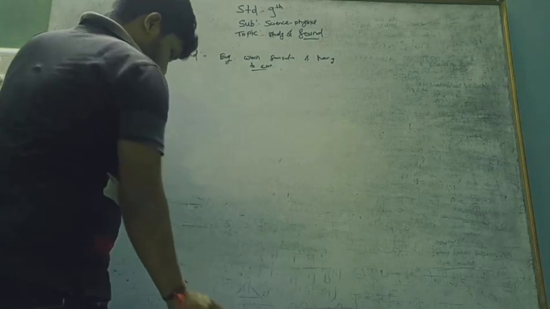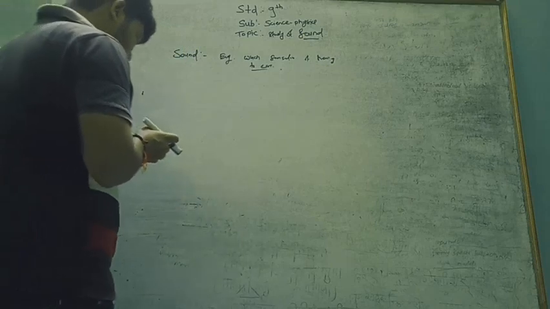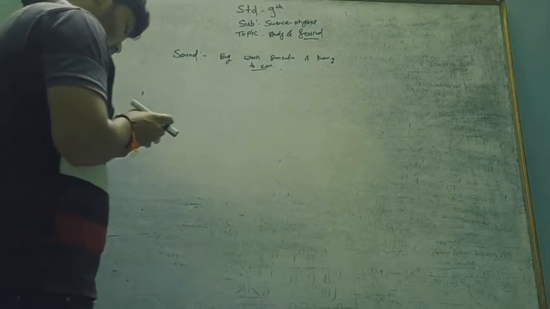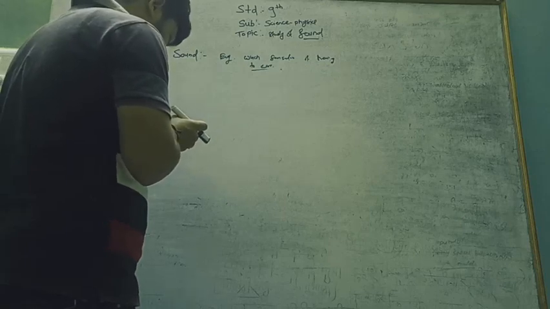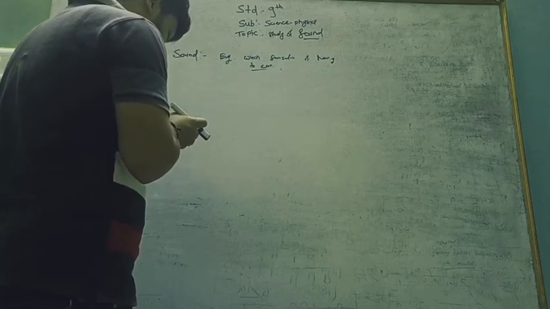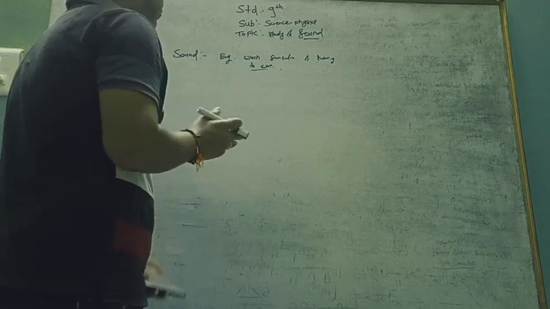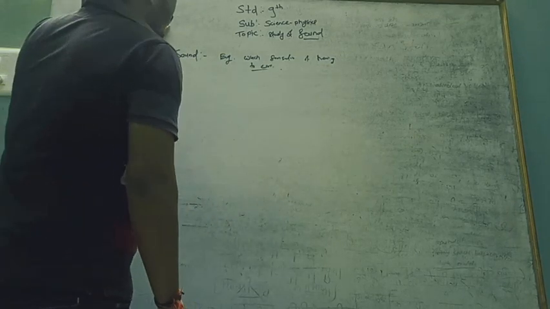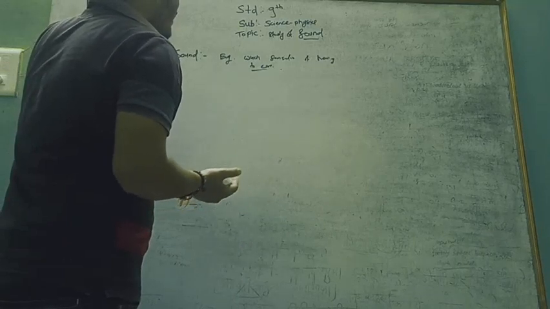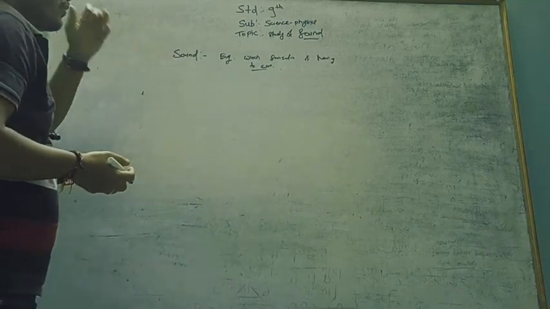In your book, the 12th chapter is the study of sound. Here we can see that on page number 128, we have to recall some basic information about sound. Now, this is the definition of sound. What is the definition? Sound is one form of energy which creates the sensation of hearing in our ears.